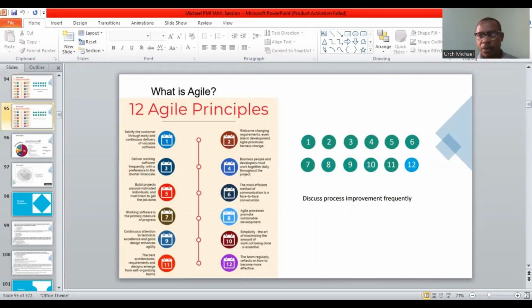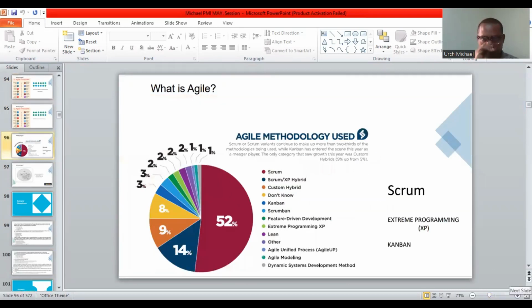All right, so having discussed all that, what is agile?